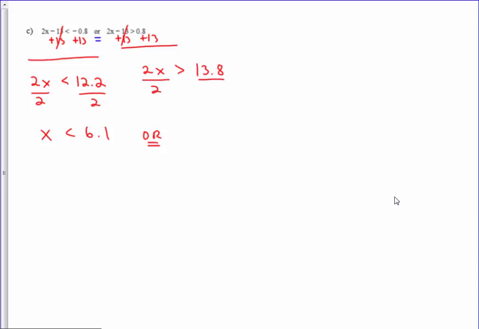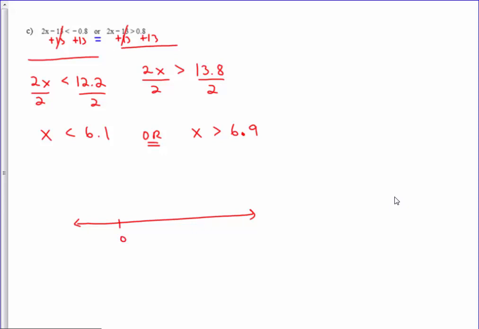Divide both sides by 2. So that would yield x is greater than, and then 13.8 divided by 2 is 6.9. So we have a final statement that has OR in between each one. Now, anytime that we're asked to solve an OR inequality, you really need to graph, no matter if the question asks you to graph or not.